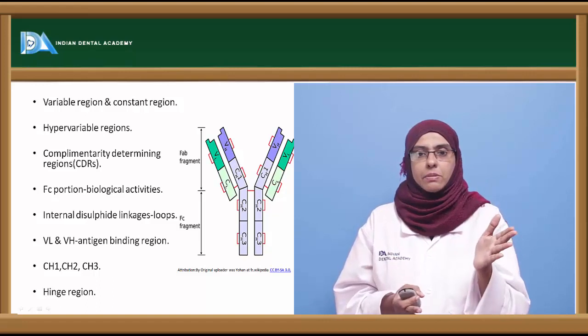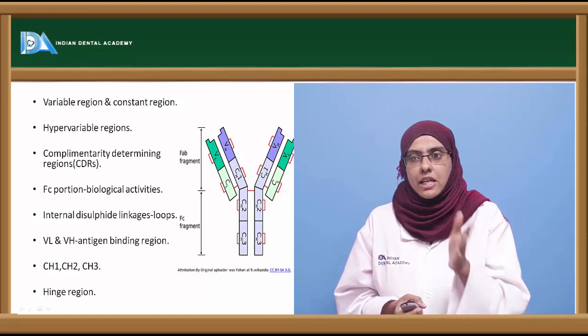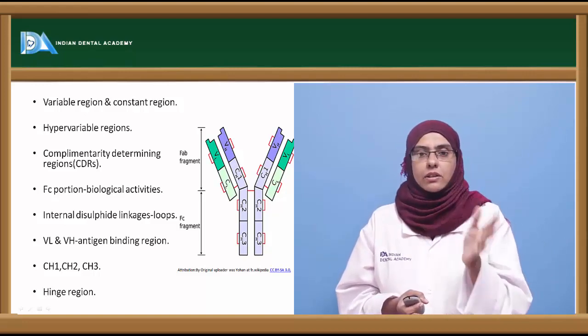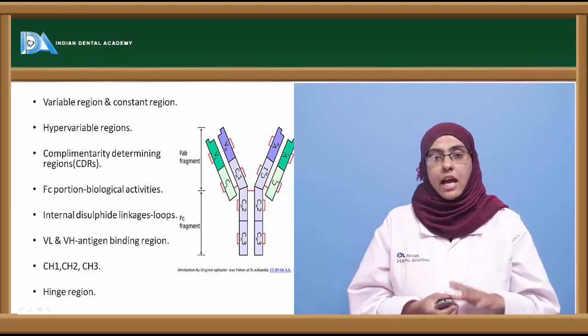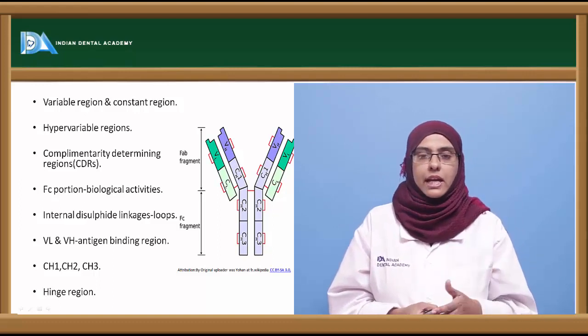The variable regions present in the heavy chain and light chain are designated VL and VH, the antigen binding regions, and then we have CL and CH, the constant region present in the light chain and the constant region present in the heavy chain. And it is the variable region, as I told you, that is involved in antigen binding.